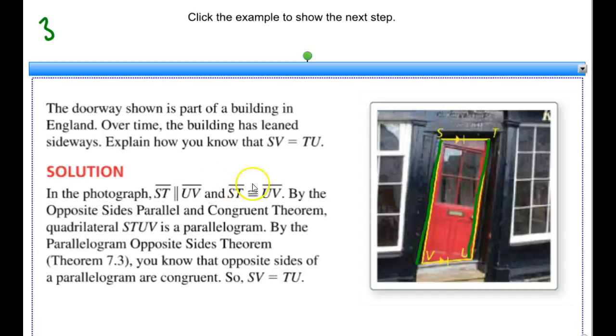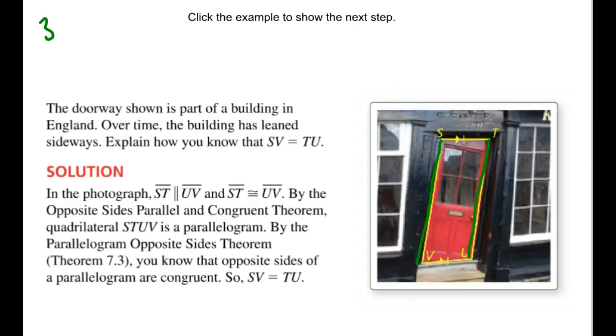Well, the first thing I know is I am told that ST is parallel to VU, right? I can see my little arrows, so I know that they are parallel. Here's my arrows right here. I am also told that they are congruent. They are the same length.